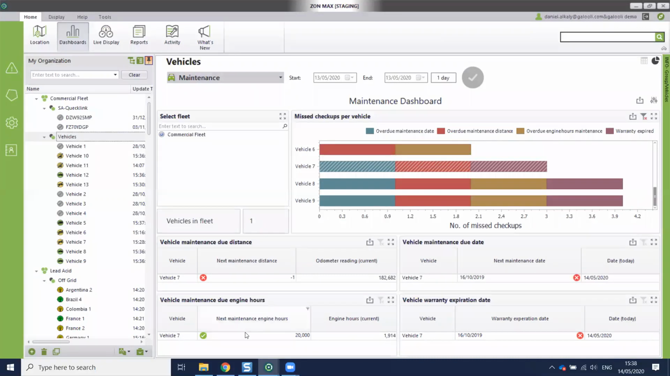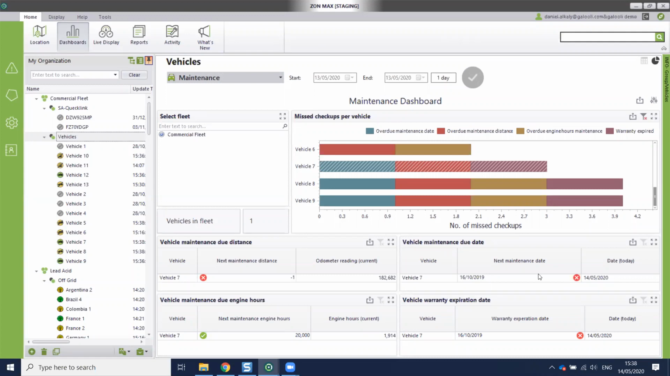Now, if I were to select, for instance, vehicle 7, and I take a look at the bottom here, I can see that currently my engine hours is 1,900. My next maintenance engine hours is 20,000, and I'm okay. I'm good. I don't have a problem. However, I see that my next maintenance date was on October 16, 2019. We're now at May 14, 2020, which means that almost a full year has passed, and I did not indicate that my maintenance is done.